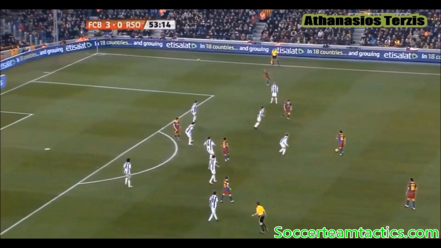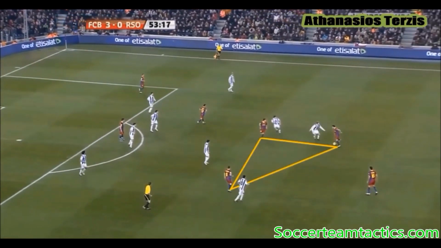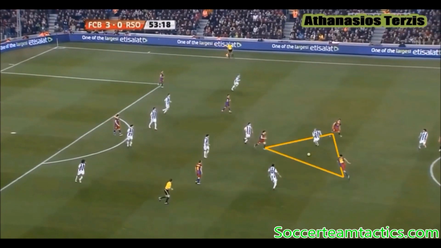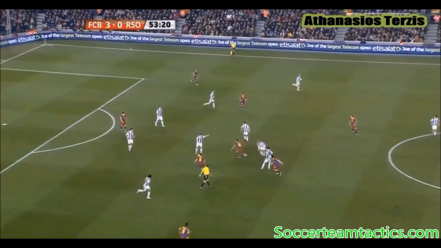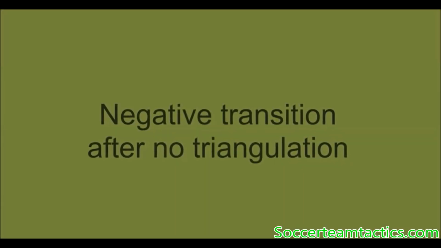And finally, the triangle during building up, and as they lose possession, another triangle over here which enables them to put immediate pressure on the ball, force the opposition to a mistake and win the ball back.